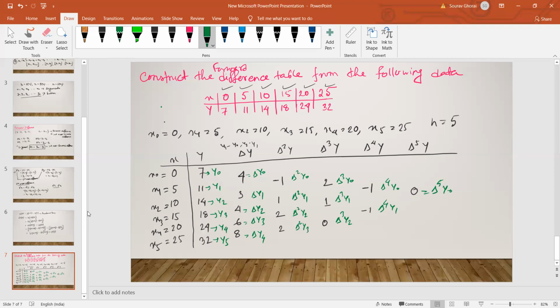And here the question is where we can stop the forward difference table. Where this comes to a single point, we stop constructing the forward difference table. So I hope you understand how to find the forward difference table.